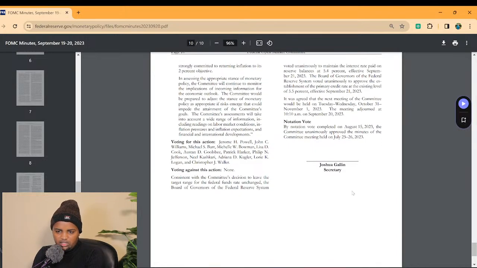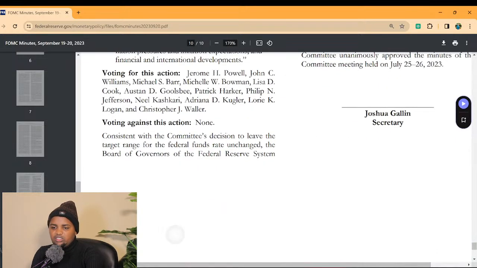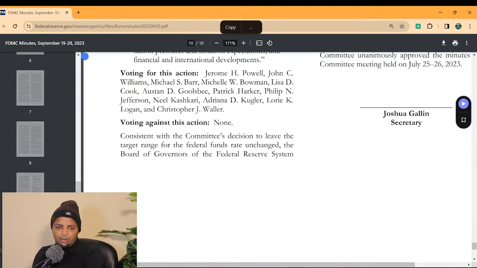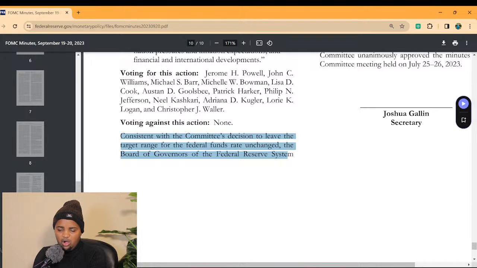So you can see even the voting that actually happened, with the decision to leave the target range of the Federal Reserve rate unchanged. You can see even after that, this is where you can see the final decisions in the minutes after discussion of what just happened. This is the voting, and this is consistent with the committee's decision to leave the target range of the Federal rate unchanged, the Board of Governors of the Federal Reserve System.